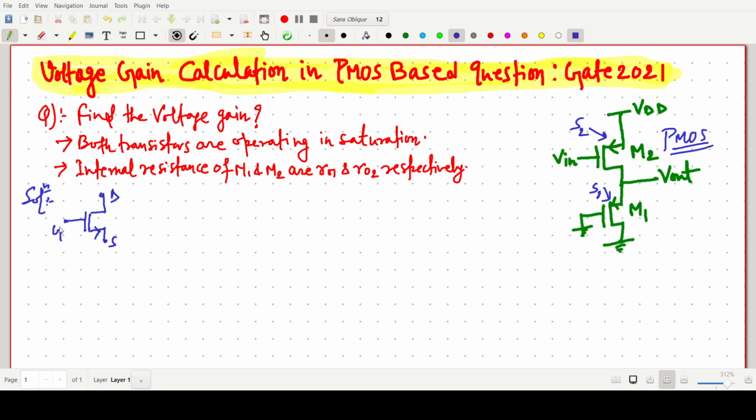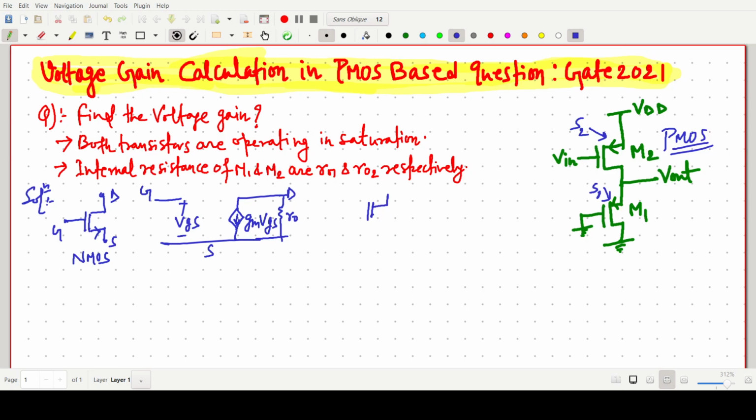Okay, so here this one is an NMOS. For this one I want to show you the small signal model first. So this one is gate, drain and source. This one will be our gm VGS, and we also add this resistance, say R0, and this voltage is VGS.